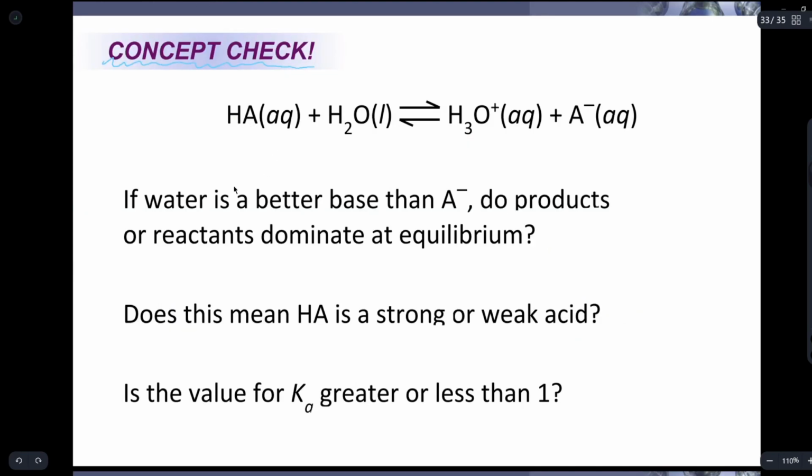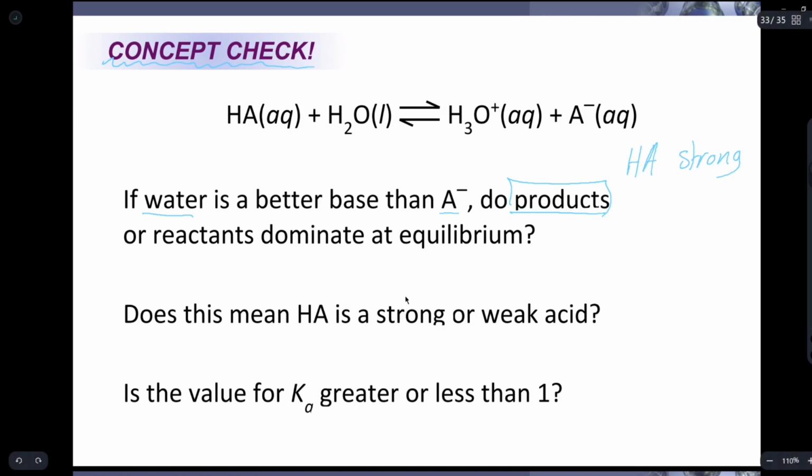These are just some questions to revise your understanding of the lesson. So in the first one, they ask, if water is a better base than A minus, do products or reactants dominate at equilibrium? Since water is a better base than A minus, you can immediately tell that HA is a strong acid, which means that the products will dominate the reaction.